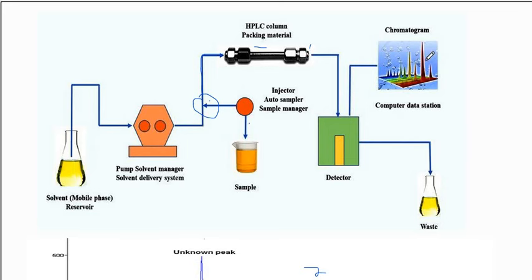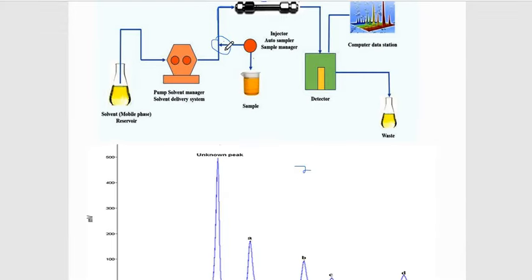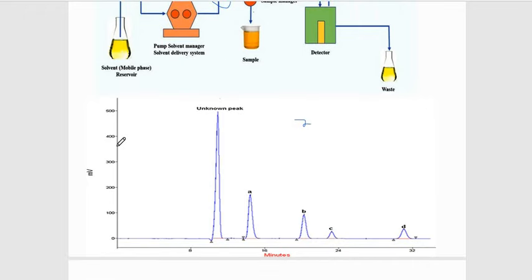So what is displayed on the screen here is based on the detector's property, be it a UV detector, let's say a refractometer, a mass spectrometer, or even an electrochemical detector, or maybe a fluorescent detector. All these detectors display different properties of the sample on the screen. Now, what is displayed on the screen here is called the chromatogram, and it's basically the display of the detector's property against the retention time.